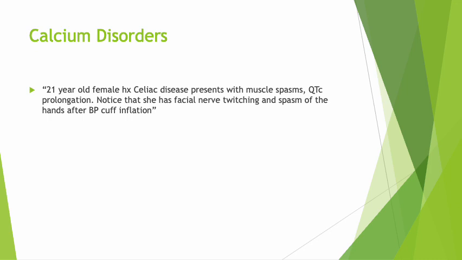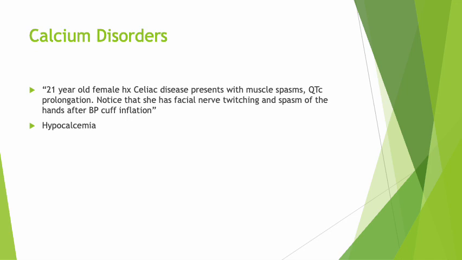And today I wanted to start off with a couple of electrolyte conditions. So let's say you have a 21-year-old female with a history of celiac disease who's now presenting with muscle spasms and QTc prolongation on her EKG. You notice that she has some facial nerve twitching and spasm of her hands after blood pressure cuff inflation. So this is actually going to be the one for hypocalcemia, and the celiac disease may be pointing to vitamin D deficiency as a result of malabsorption. Just remember that you can have a similar presentation of vitamin D deficiency and hypocalcemia with someone after bariatric surgery.